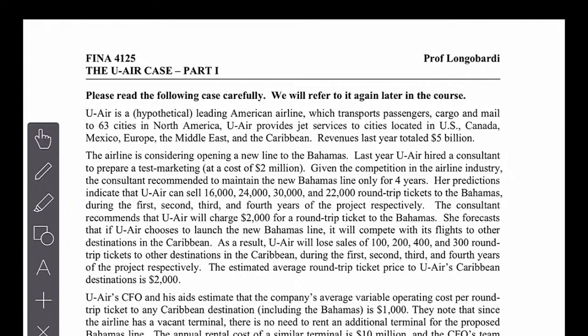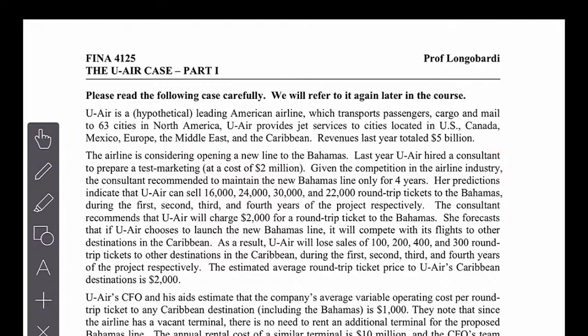So UAIR is a hypothetical leading American airline which transports passengers, cargo, and mail to 63 cities in North America. UAIR provides jet services to cities located in the US, Canada, Mexico, Europe, the Middle East, and the Caribbean. Revenues last year totaled $5 billion.